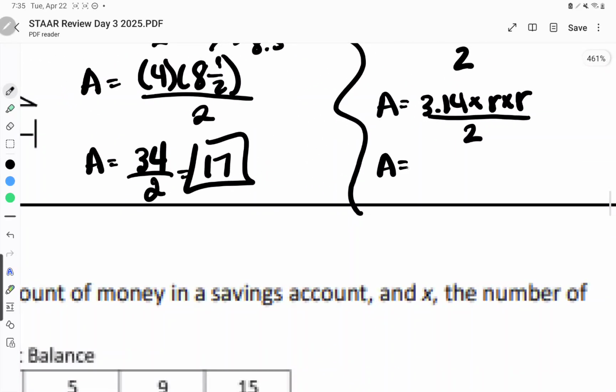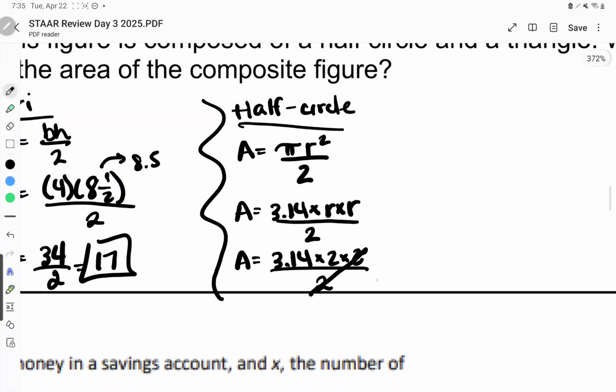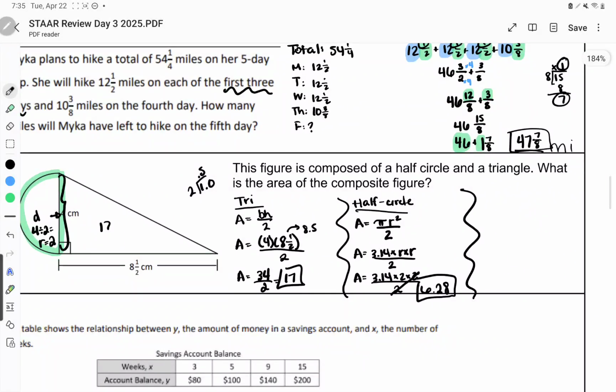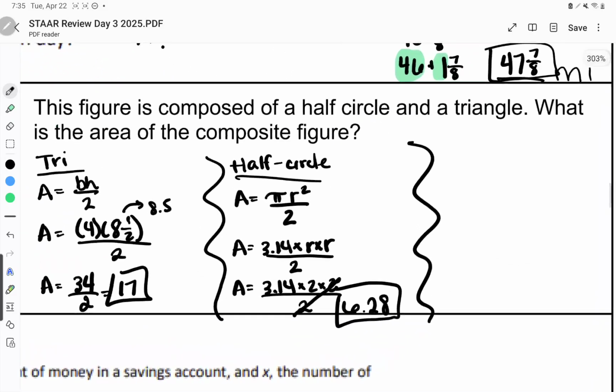I would say area equals 3.14 times 2 times 2 divided by 2. Well, these 2's actually cancel out right there because you got the same number on top and bottom. And that gives you 6.28 for the area of your half circle. Now we just have to find the area of the whole thing. And how do we find the area of the whole thing? We would add it together.